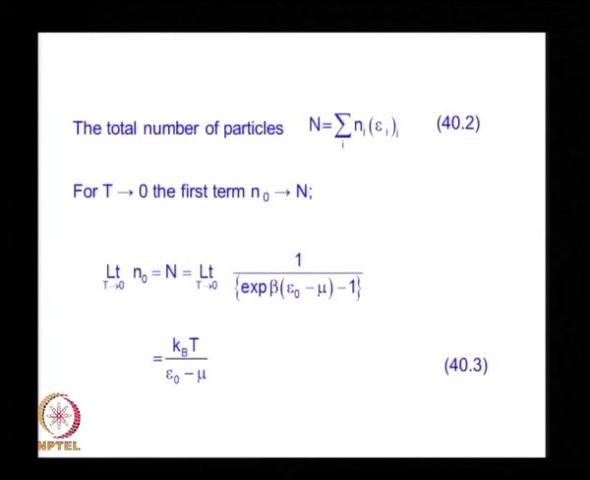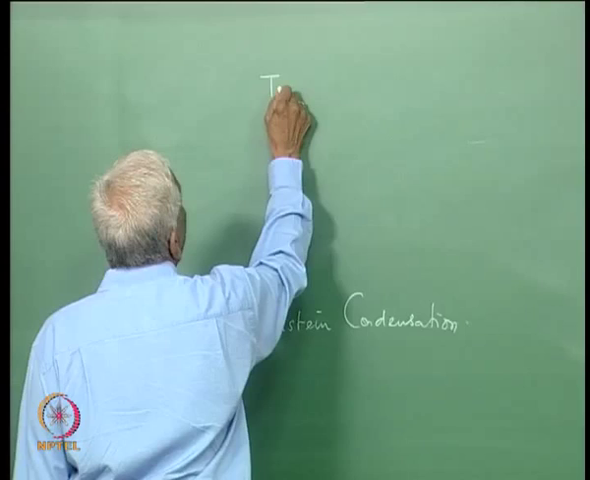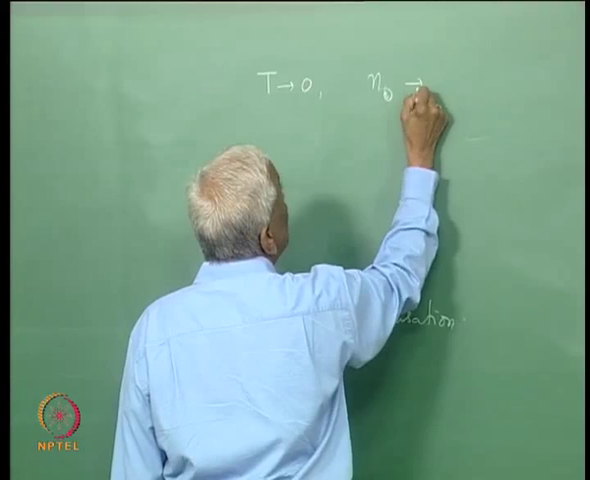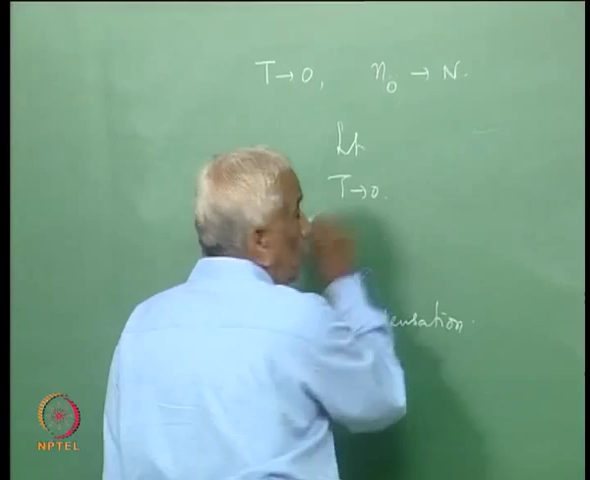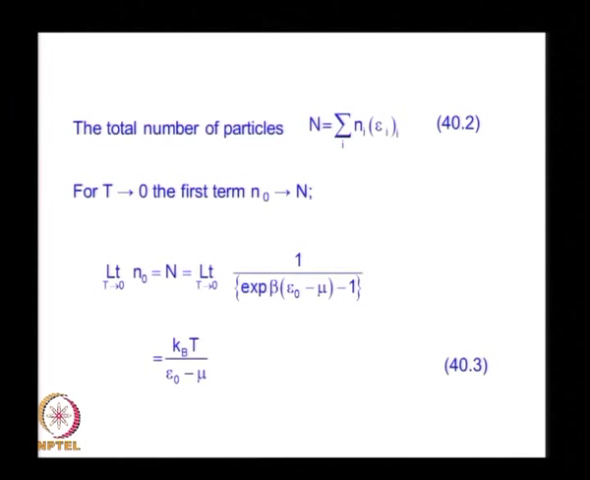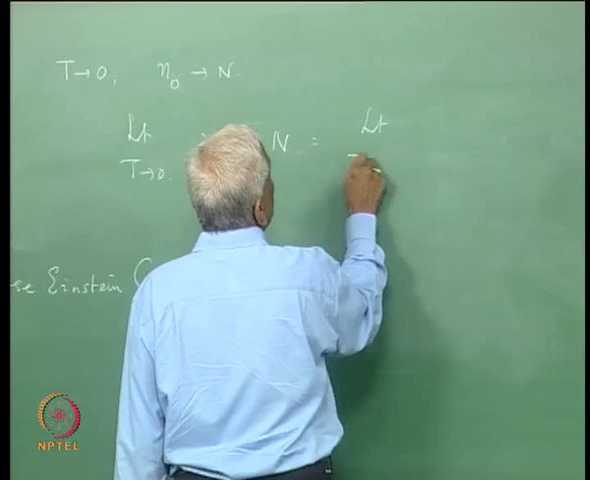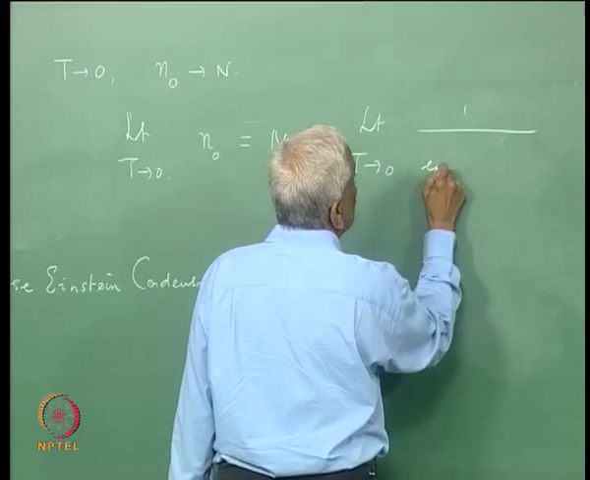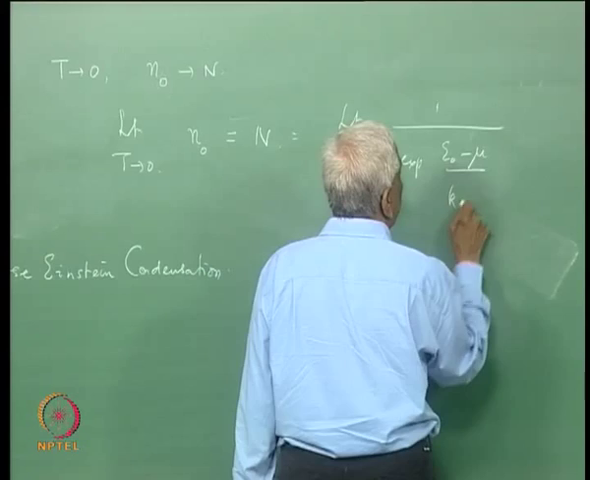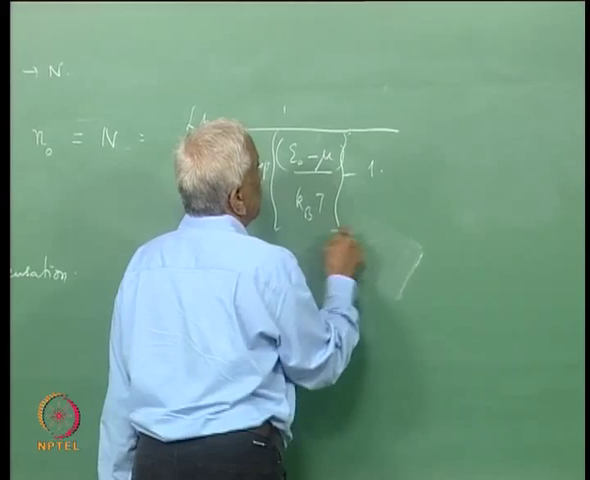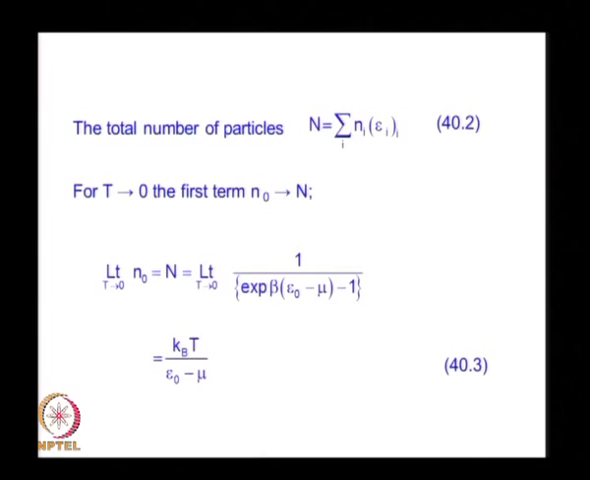As T tends to 0, we find that n_0 tends to N in the ground state. 0 corresponds to the ground state of energy E_0. So, in the limit T tending to 0, N_0 equals N, which is the same as the limit T tending to 0 of 1 by exponential of (E_0 minus mu) by k_B T, minus 1. So, this is this limit.